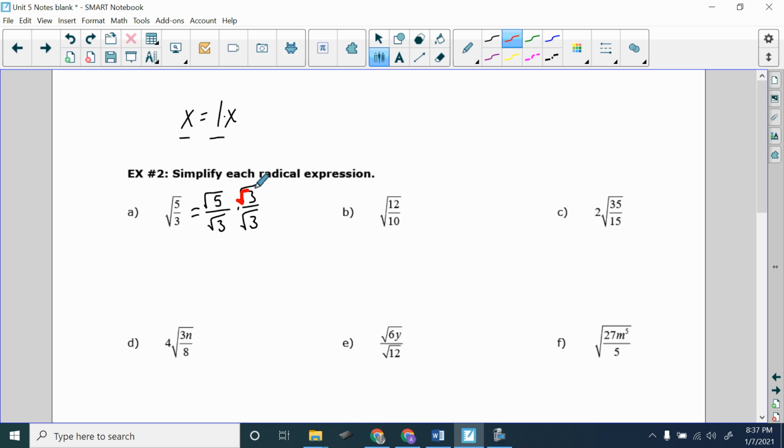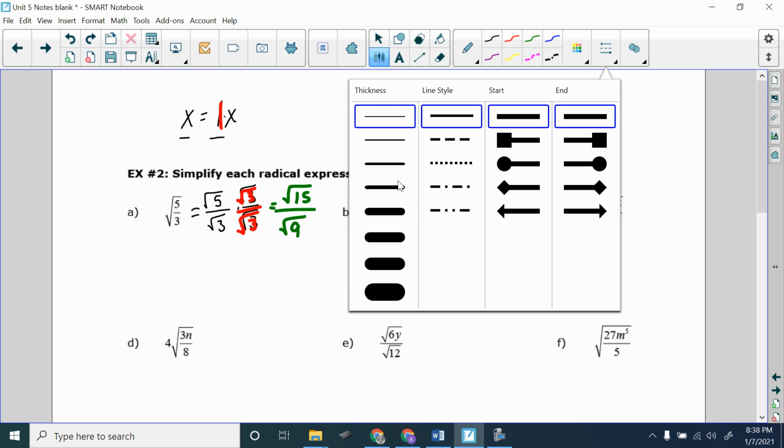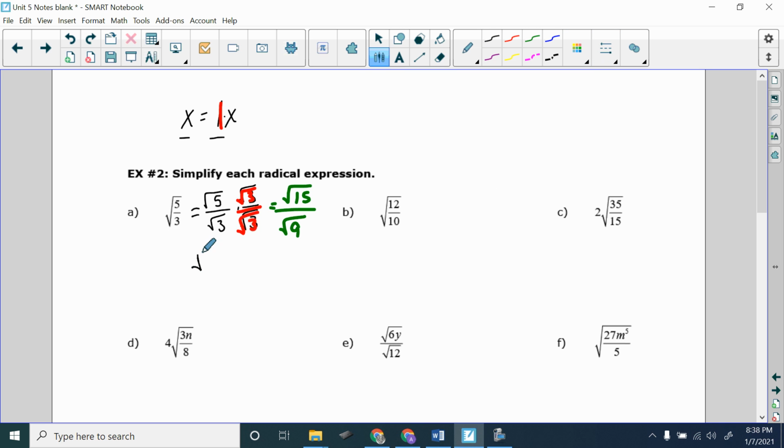Well, how will that work? If I multiply by the denominator over itself, and radical 3 over radical 3 is 1, the top, I have 2 radicals and their product, so the top becomes square root of 5 times square root of 3, and the bottom becomes square root of 3 times square root of 3. And now I have a perfect square down here. So now that I have a perfect square down there, this becomes the square root of 15 over 3.